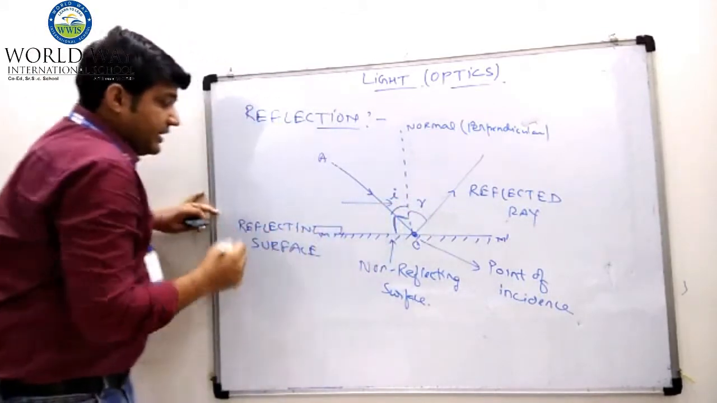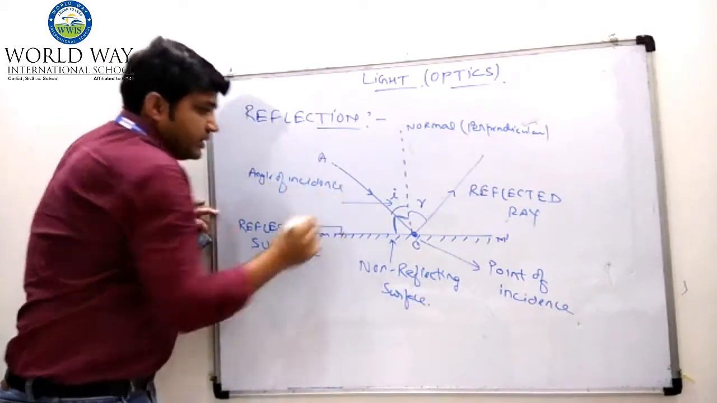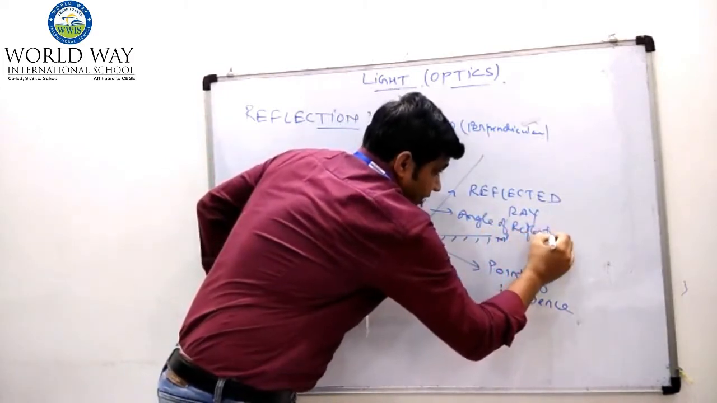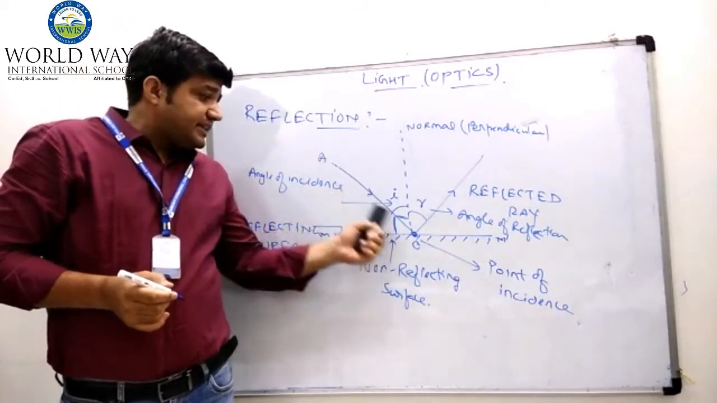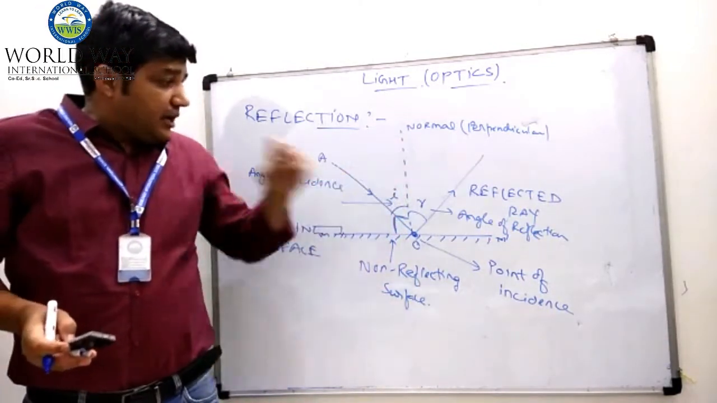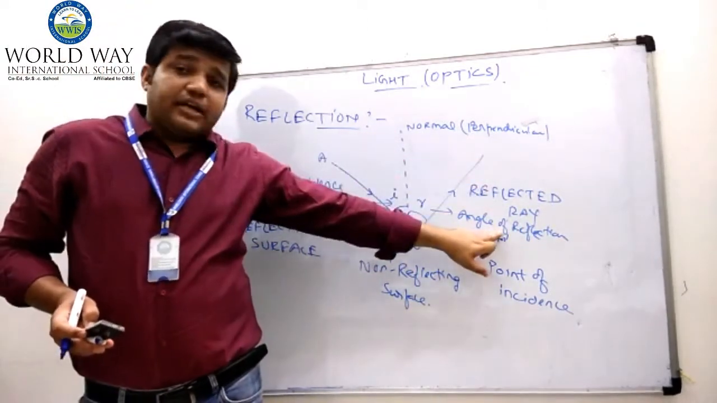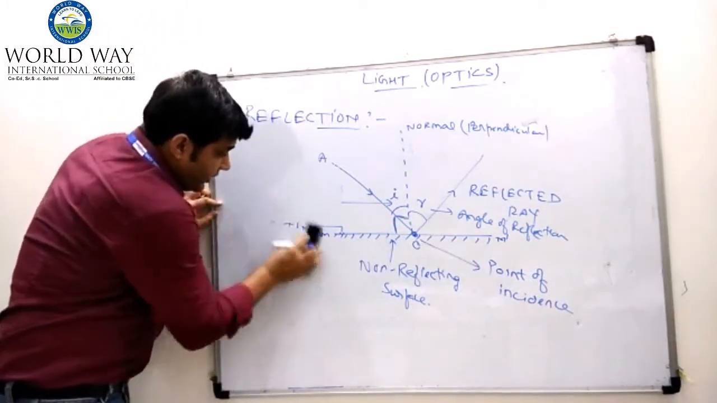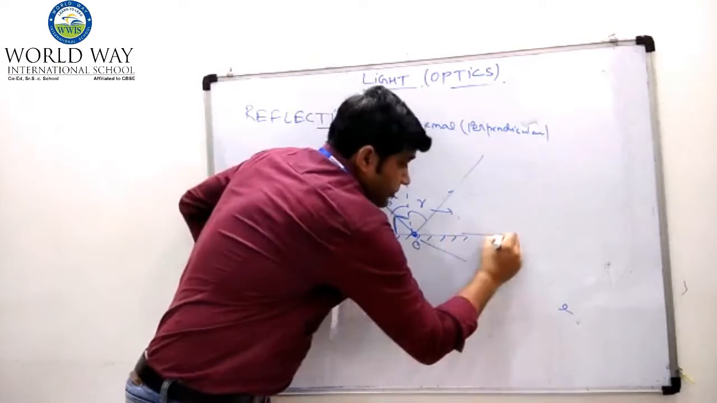Now, what is angle I? Angle I is called the angle of incidence. And angle R is called the angle of reflection. Now, what are the angle of incidence and the angle of reflection? The angle made between the incident ray and the normal is called the angle of incidence, and the angle made between the normal and the reflected ray is called the angle of reflection. Clear?